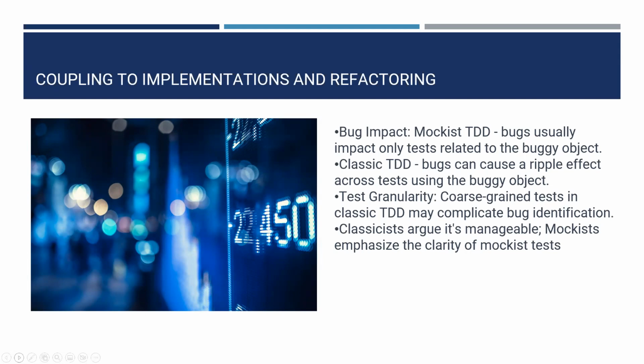the impact on the refactoring process. So bug impact: bugs usually only impact tests related to the buggy object, while in classic TDD bugs have a ripple effect. We've discussed this in the last slide. Classicists argue it's manageable, while mockists emphasize the clarity of the mockist tests.